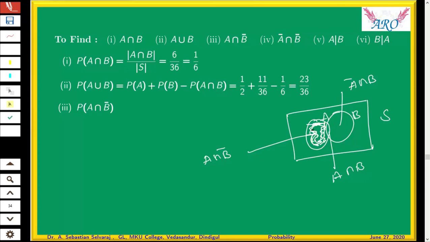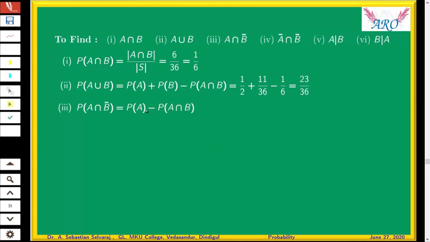From this figure it can be derived: probability of A minus probability of A intersection B. We are going to apply this result. What about probability of A? Probability of A is equal to 1 by 2. Probability of A intersection B is equal to 1 by 6. 1 by 2 minus 1 by 6. If you solve this equation, we get 1 by 3. That is the answer for this question.